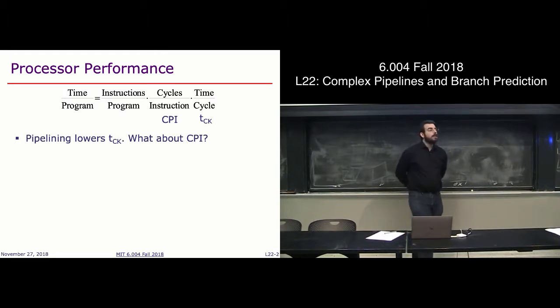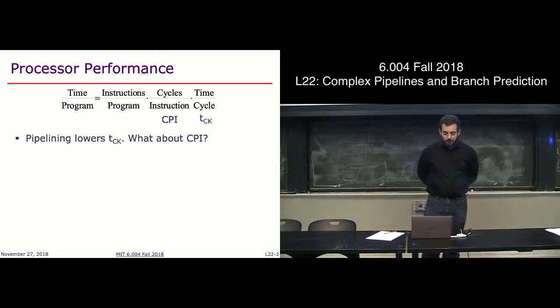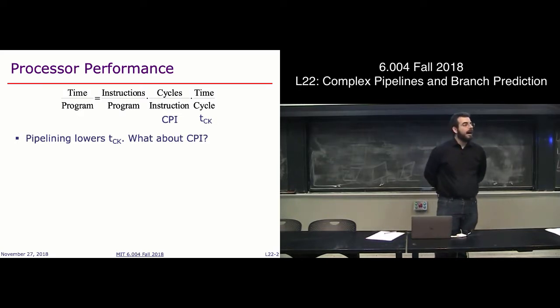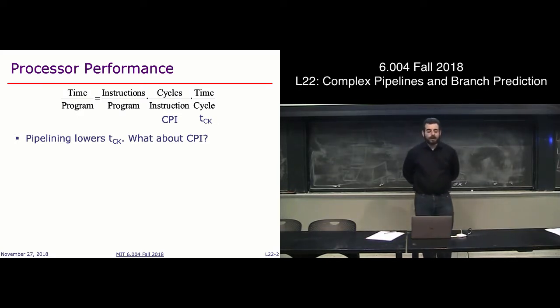Remember that when we introduced pipelining, we said pipelining is a good technique to reduce clock cycle time and therefore improve clock frequency. That's the reason why you have processors today that can run at 3-4 gigahertz. That's because they have 10, 20, 30 pipeline stages.